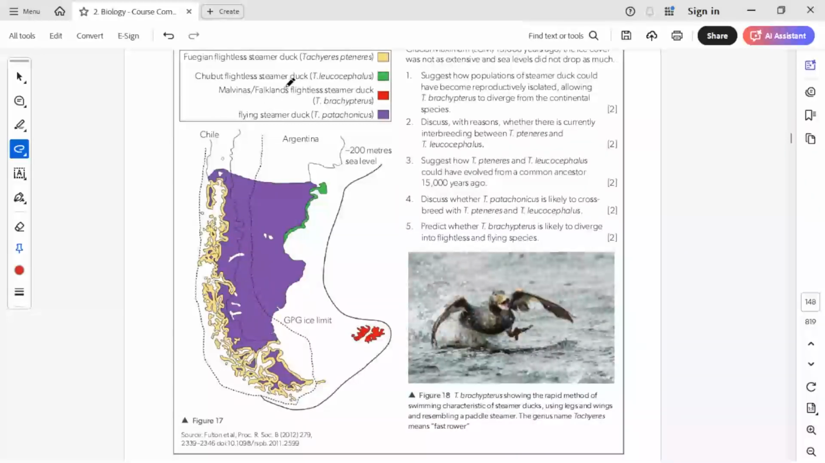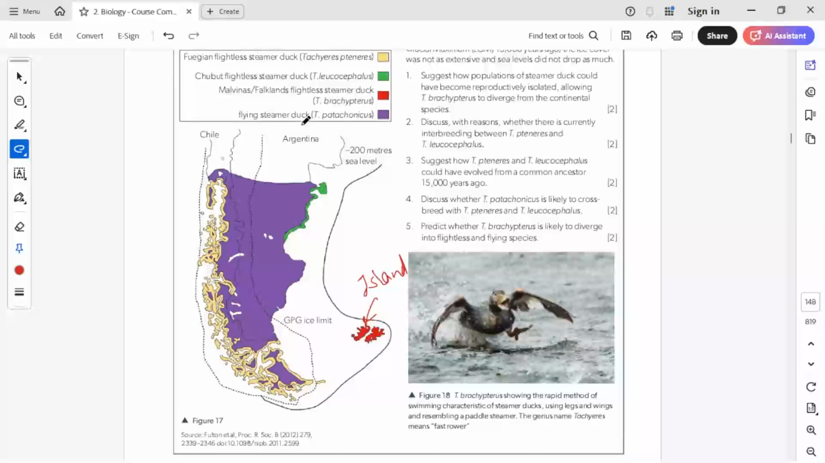Now the next one is the steamer duck which is Chubut. It is also a flightless steamer, which is in green color. So it is also found in this coastal area. Okay, and the third one is the Malvinas Falkland flightless steamer duck, which is in red color. So here, this is isolated and living on an island. It is isolated from all the others.